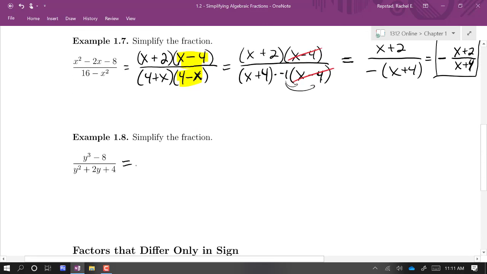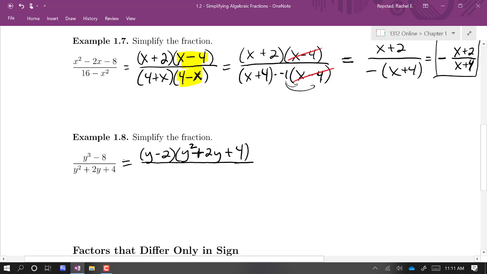Alright, let's try another one. Here we've got a difference of cubes up top. So we're going to factor that. Let's see, that's y cubed minus 2 cubed. So we start out with y minus 2. Our next factor, the big factor, has 3 terms: y times y, and then plus 2 times y, plus 2 times 2, which is 4.